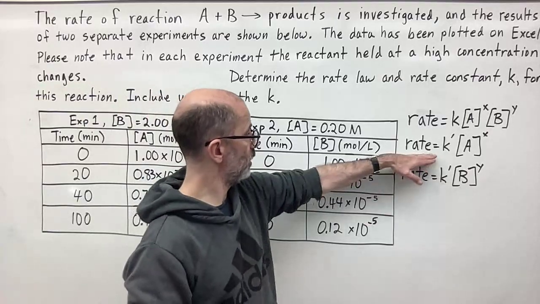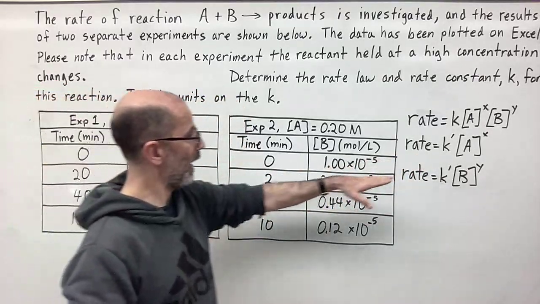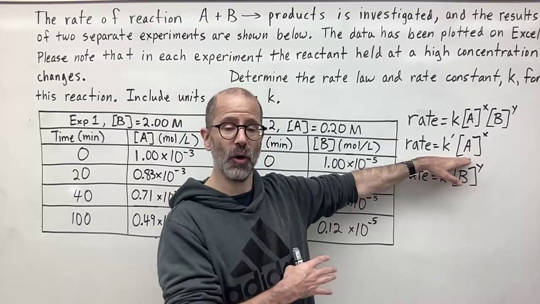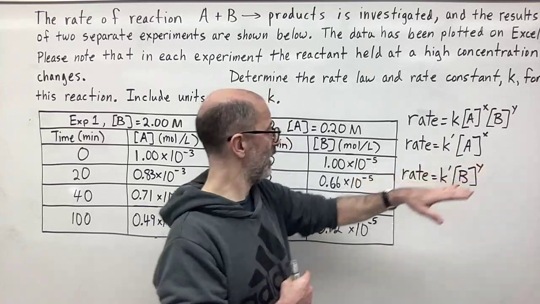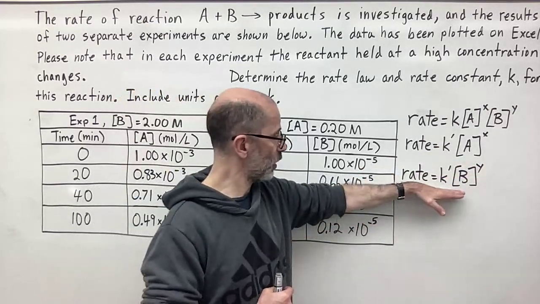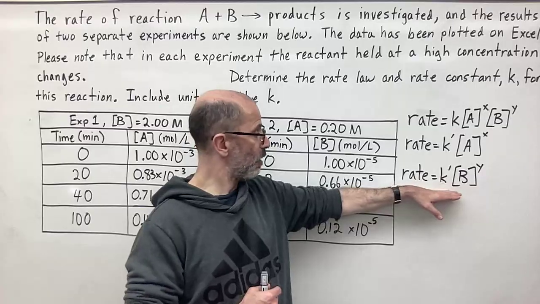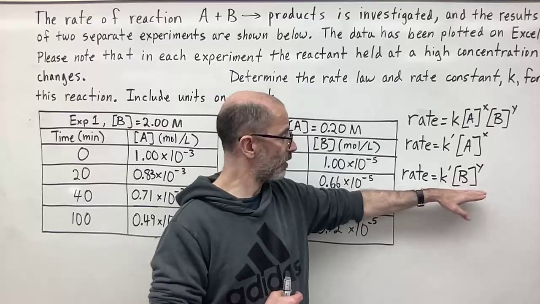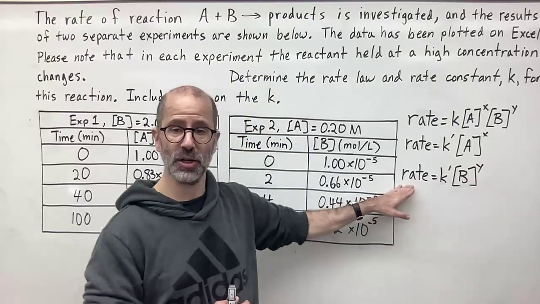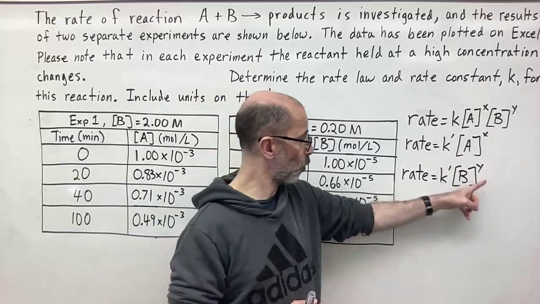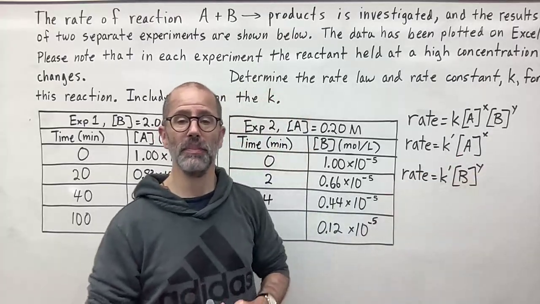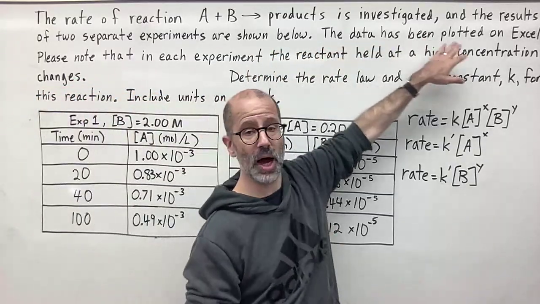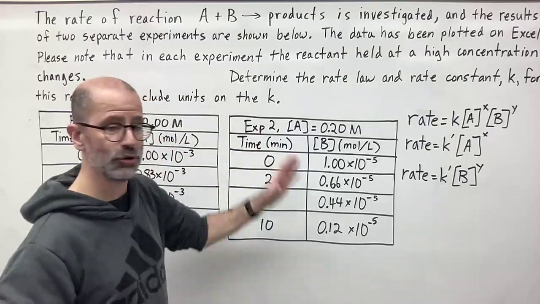So for the first experiment, we can look at how the concentration of A is changing over time and therefore figure out what the order is with respect to A. And then for the second experiment, we can look at the reaction with respect to time and the concentration of B. So we can see how the change in the concentration of B affects the rate and therefore figure out what the order is with respect to B. And so that's what the data is for. So they tell us, again, the data has been plotted in an Excel spreadsheet, so we don't have to do that ourselves.